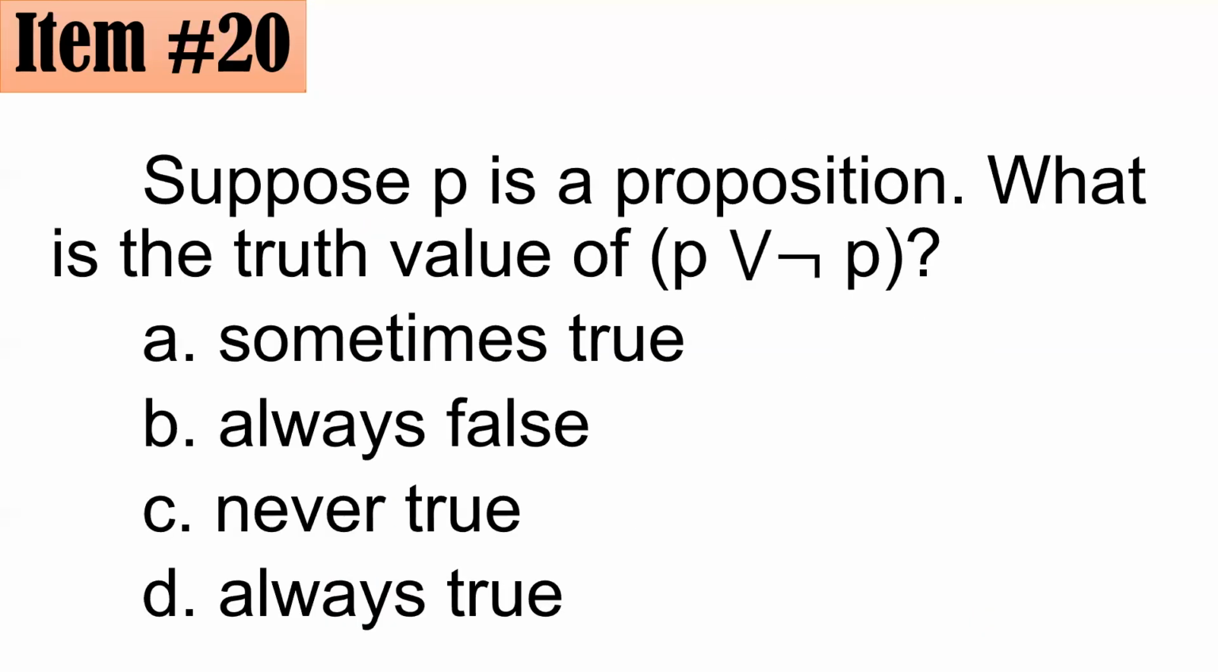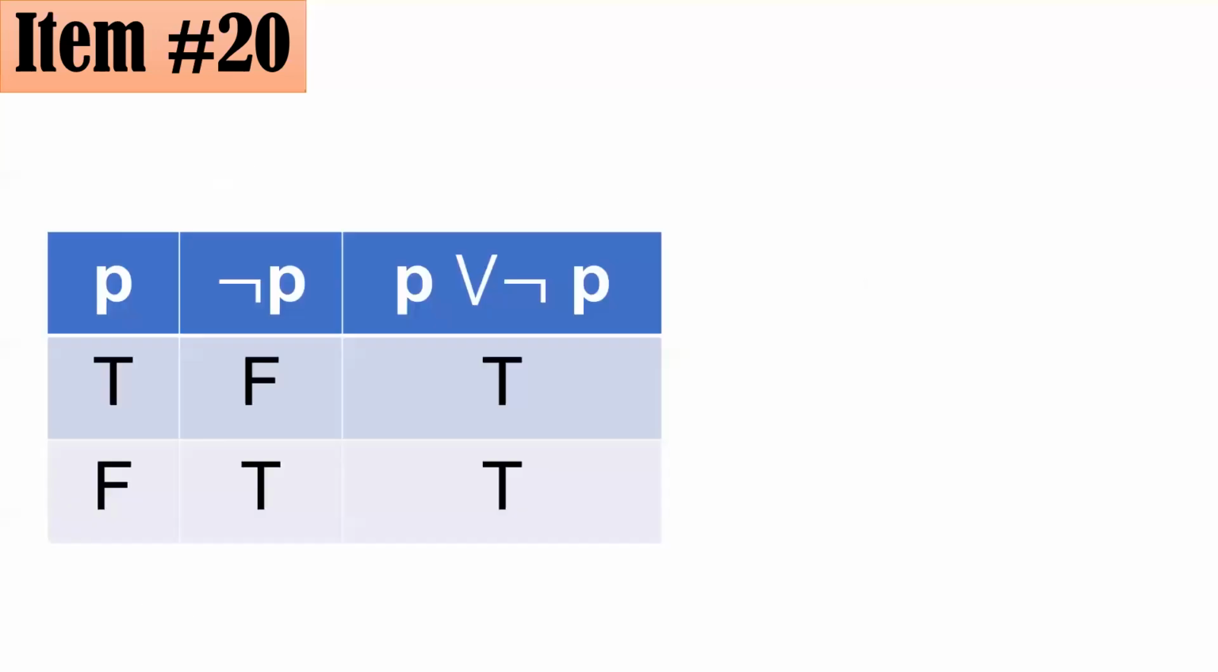20. Suppose P is a proposition. What is the truth value of P or not P? Ito po, no, is a disjunction, or. Is it A, sometimes true, B, always false, C, never true, or D, always true? P or not P? Halimbawa, to be or not to be. Is it true or false? Okay. Let's see. Letter D ang sagot natin.